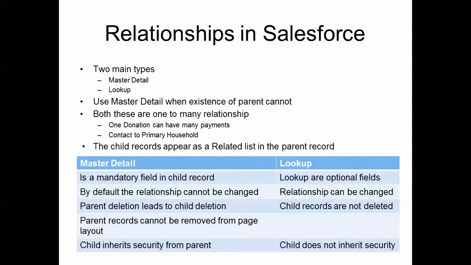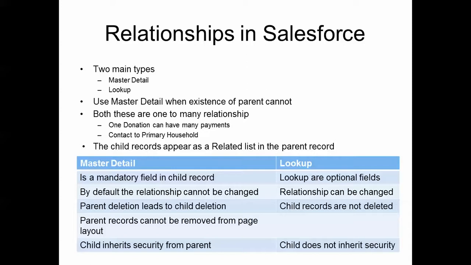We use master detail when the existence of the child object is completely dependent on the existence of the parent object. So for example, when we make a payment to a donation, the payment always corresponds to the donation. Without the donation, the payment doesn't make any sense. So in such a scenario, payment will have a master detail relationship with donation.